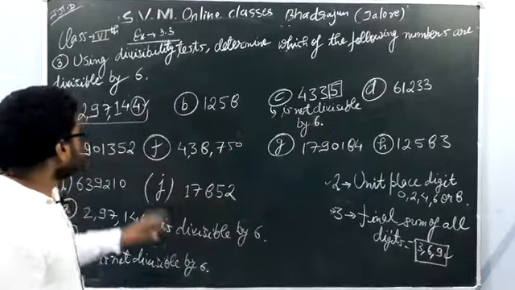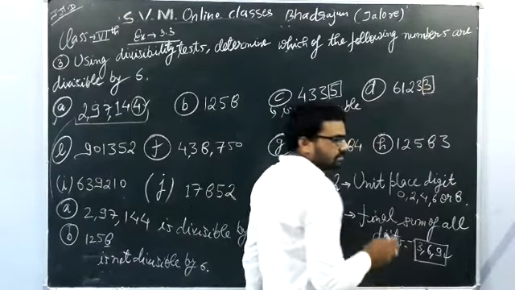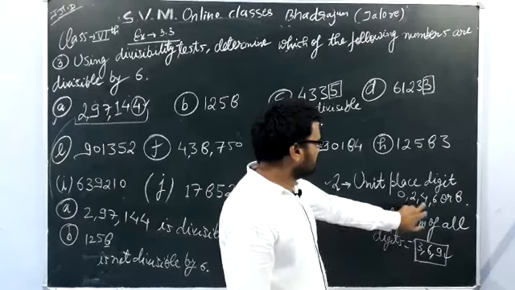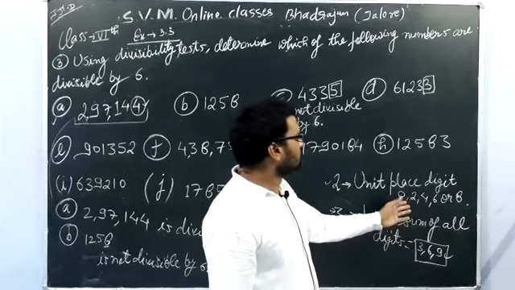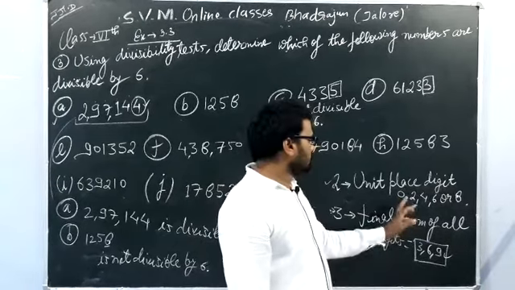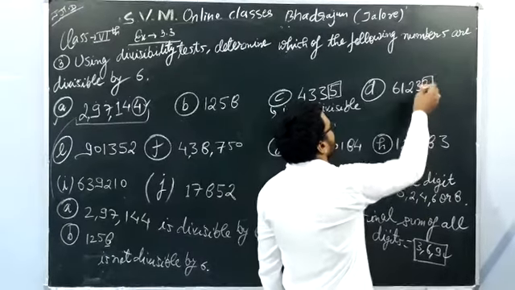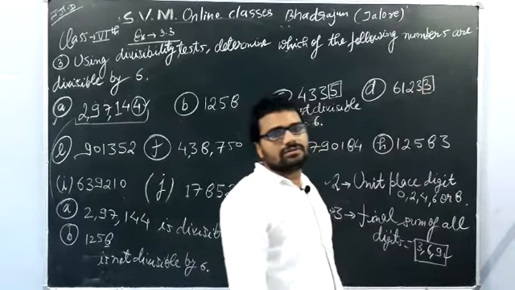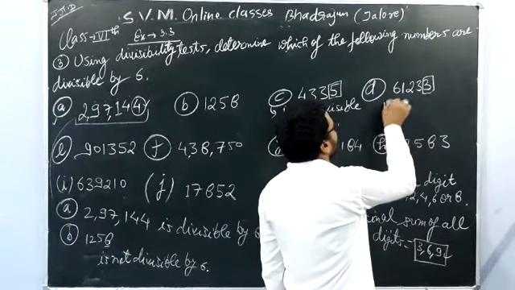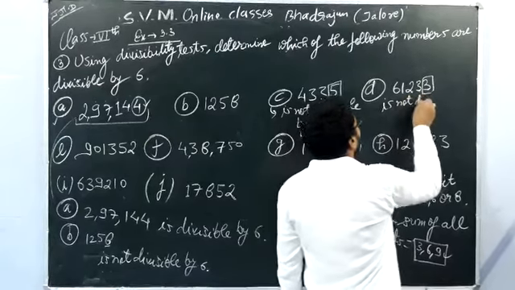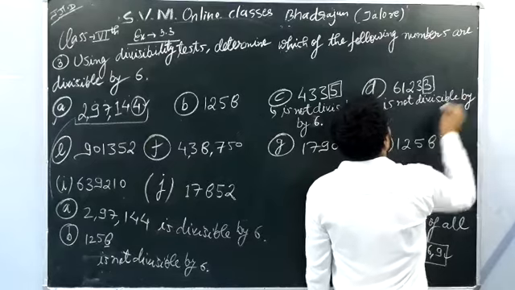Now let us move towards our part D. Here the unit place digit is again 3, which is not among these numbers, hence we will say that our number is not divisible by 2, and subsequently the number is also not divisible by 6.